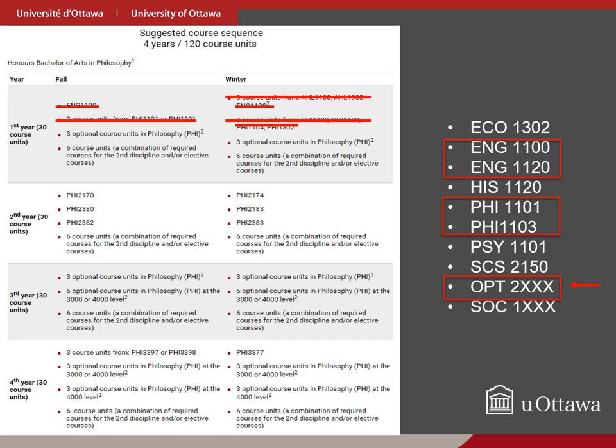We can then take out one of the optional courses in philosophy. And then we can go ahead with 4 elective courses. And finally, we can head to the second year and take out 1 elective to replace the sociology that was received in advanced standing as well.